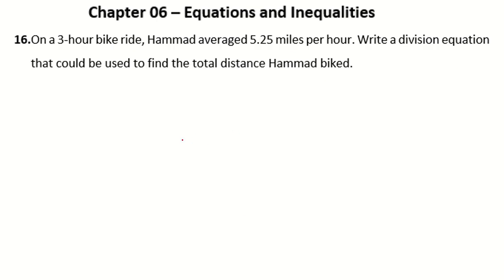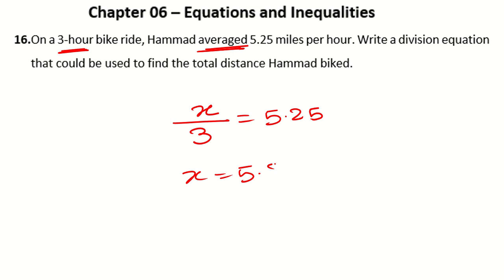on a 3 hours bike ride, Hammad averaged, again you see we have average. Okay. So this is the result of division. Miles per hour. Write a division equation that could be used to find the total distance. Okay. So it is the average of 3 hours. So 3 will go down and x will come up. So x is equal to 5.25 times 3. So this is 3 fives are 15, 3 twos are 6 and 1 is 7, 3 fives are 15 miles.